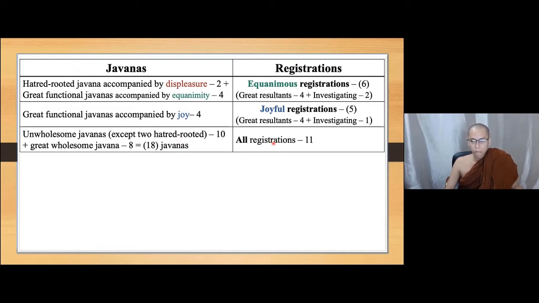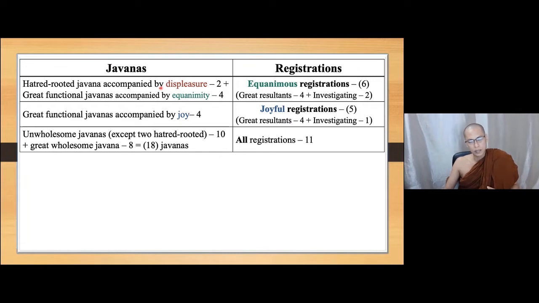There's no specific identification for that. So if the Javana is any of the 18, you can say any of the 11 consciousness can perform the registration function. This is how you can identify the registration through the Javana.